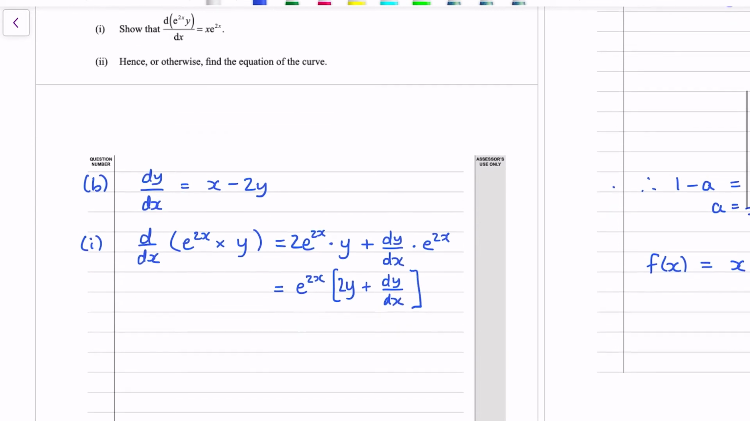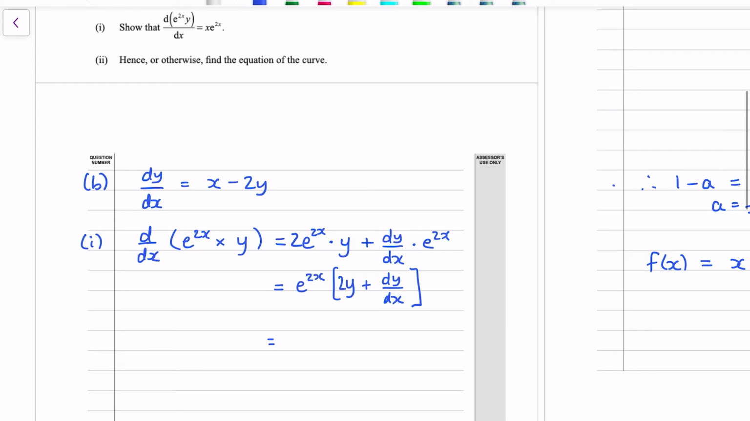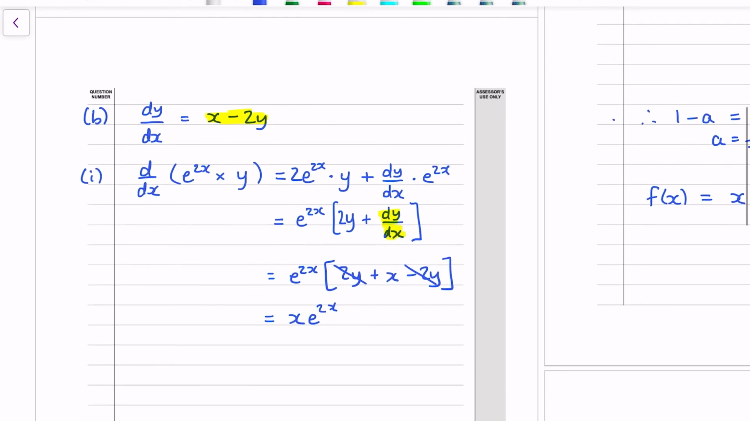Okay, much better. And then use the fact that dy/dx is equal to x minus 2y. So we replace the dy/dx bit with x minus 2y. And the 2y's cancel, and we've got x e to the 2x. So what that means is for this particular curve that satisfies that differential equation we started with, the derivative of this product is equal to x e to the 2x.